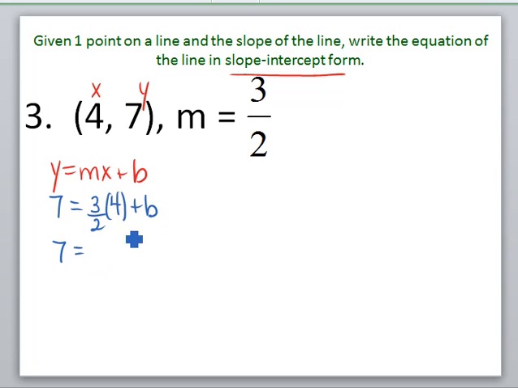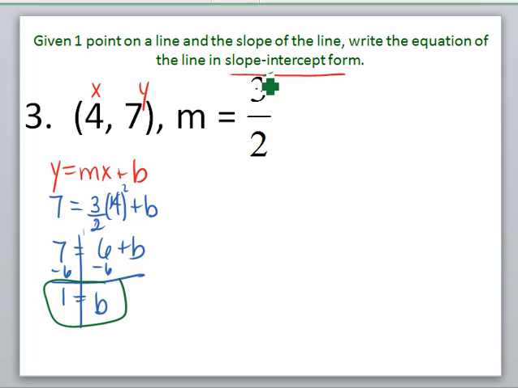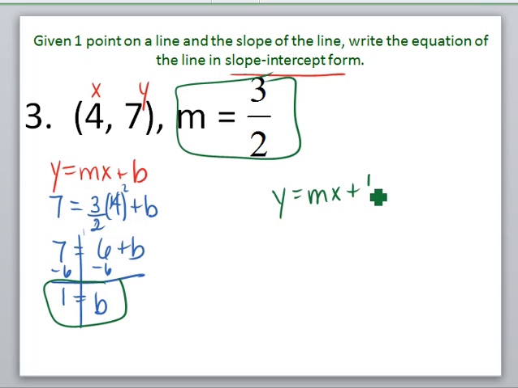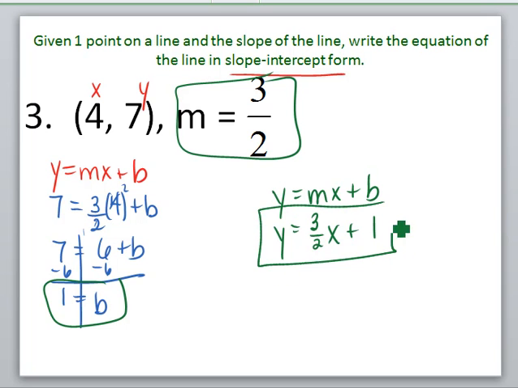So I have 7 equals, well, this ends up being when you cross-reduce, you get 3 times 2, which is 6, plus b. Solve for b by subtracting 6 on both sides, I get 1. So now I have the two things I need, b and the m, to write my equation of y equals mx plus b. So I write y equals my m value 3/2, x plus my b value. There's the equation of the line.